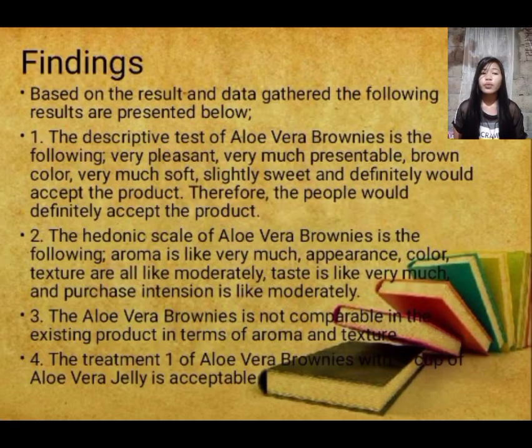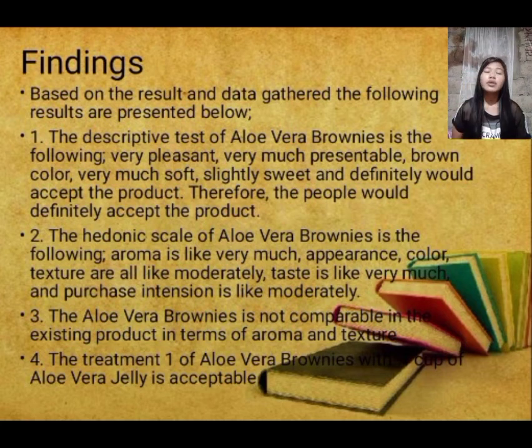The findings, based on the results and data gathered, are presented as follows. First, the descriptive test of aloe vera brownies: very pleasant, very much presentable, brown color, very much soft, slightly sweet, and definitely would accept the product. Therefore, the people would definitely accept the product.